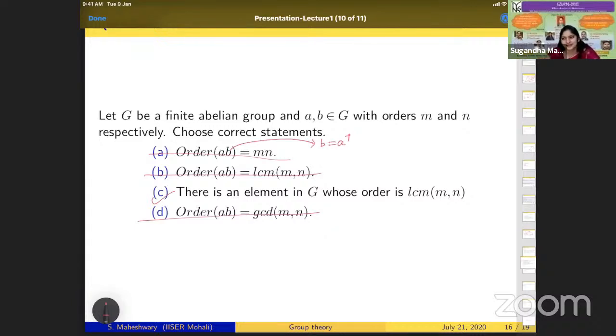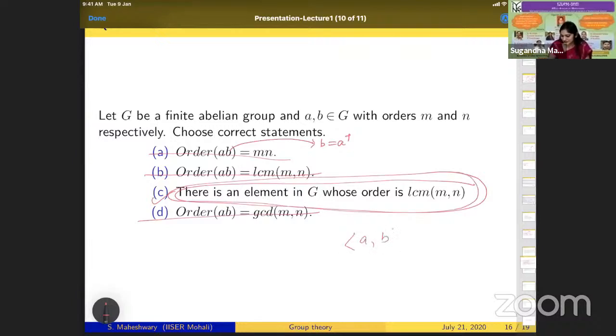But suppose another option was there, E, none of these. How would you make sure that there is an element in G whose order is LCM of M, N? That you should be aware of, okay? This is something nice that you should understand. What is the element? Leaving you with a small hint here.